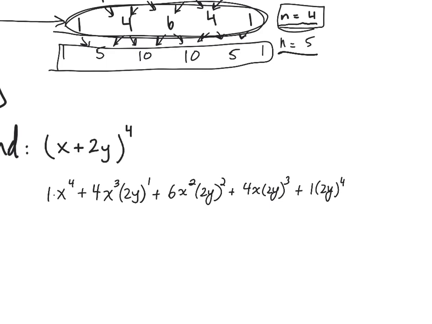Okay, and then we go through and simplify each term. 1 times x to the fourth is simply x to the fourth. This term, we're going to have 2y to the first power, which is 2y, and then the 2 is going to multiply with the 4 to make 8. So it's 8x cubed times y. Here we're going to have a 2y to the second power, which is 4y squared. The 2's are going to be squared, and then y is going to be squared. So we're going to have 4y squared, and then the 4 and the 6 are going to multiply to give us 24. So 24x squared y squared.